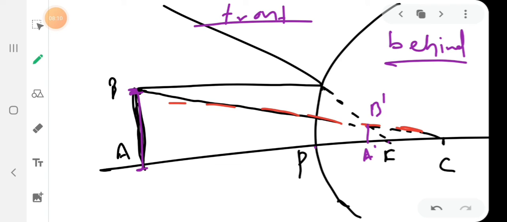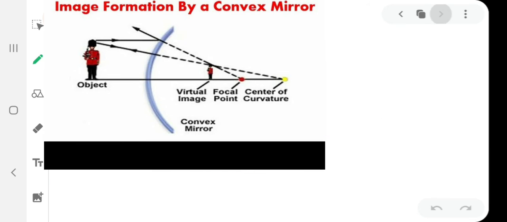Image कहाँ बनता है? Between pole and the focus. And what is the nature of the image? The nature of the image is not real, it is virtual. अगर front में होती तो that would be real, but it is in the back, so therefore it is virtual and it is erect. It is not inverted, it is erect, मतलब सीधी खड़ी है. Then one more thing, the image is smaller as compared to the object. Object is greater than image. So coming to the conclusion, यहाँ पे 3 conclusions we can tell.